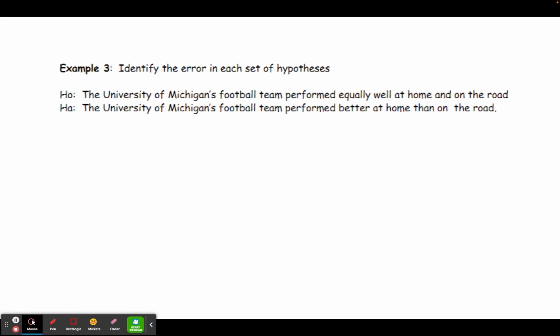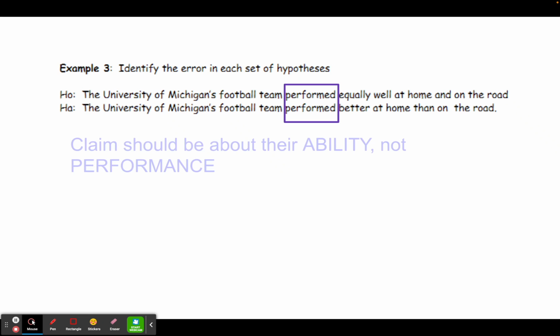In example number three, you are given two sets of hypotheses and you are asked to identify the error. So if you read through those carefully, notice that the null hypothesis says the University of Michigan's football team performed equally well at home and on the road. Our alternative is that they performed better at home than on the road. Well, if you were reading carefully, you may have noticed these words here, performed, right? Performance refers to just one game or maybe just a small number of games. And when we write our hypotheses, they should always be written in terms of their ability. So that's the error in the first pair.